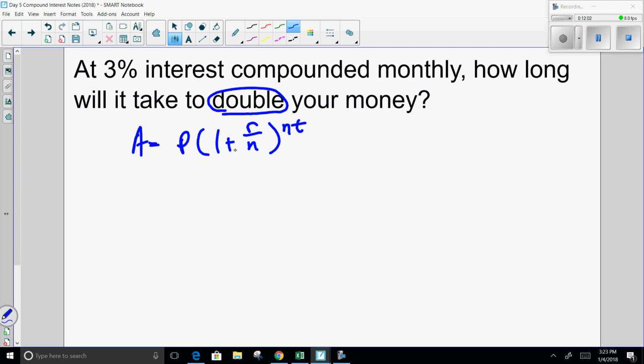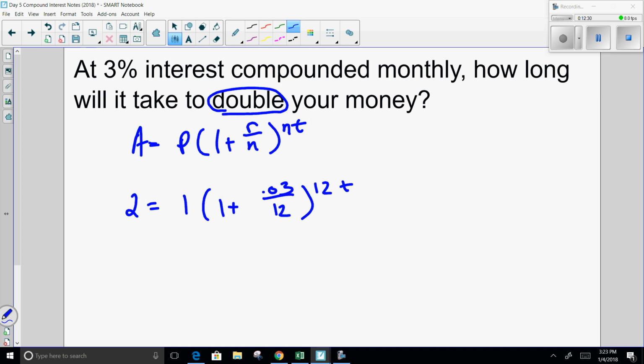No matter what, if I double money, it's always going to be twice as large. So what you can do is you can pick whatever values you want. Well, if I end with $2, how much would I start with? $1. If I started with $500, I would end with $1,000. So you just kind of pick numbers that are doubled. And then this would be 1 plus 0.03 over compounded monthly, which would be 12, raised to the 12t.